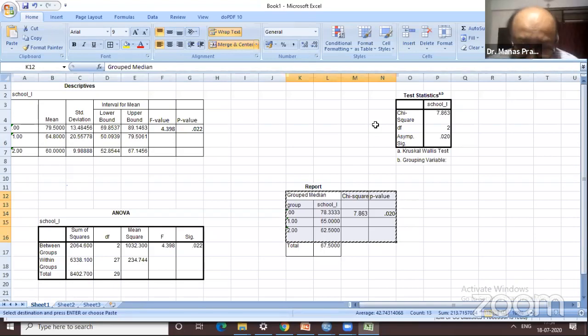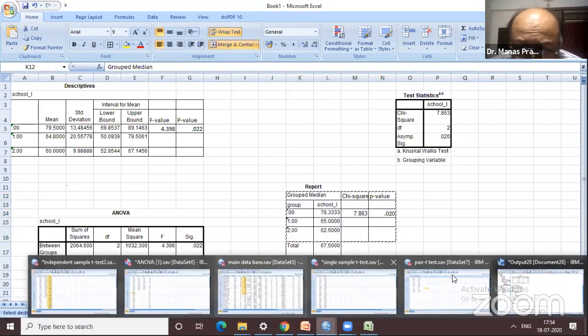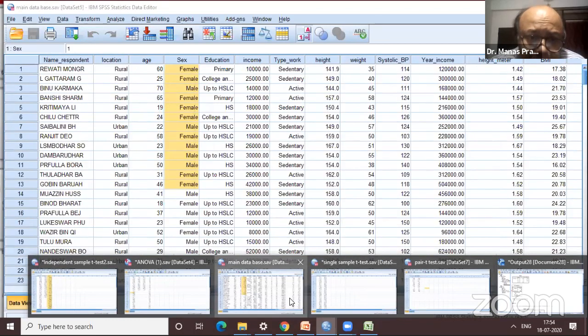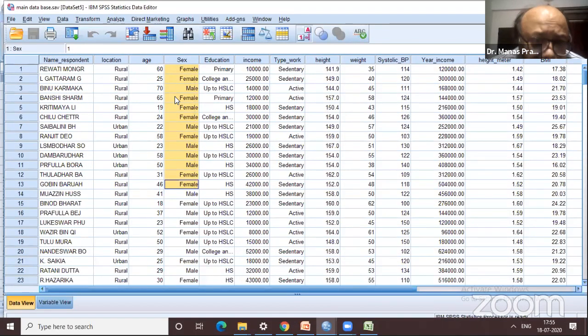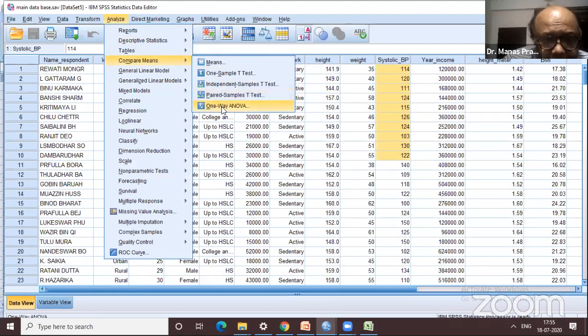No, no. Dependent variable means the variable for which we are going to calculate the means. Suppose I am going to calculate the systolic blood pressure of different groups. In that case, my dependent variable will be the systolic blood pressure, not the groups. Group is only to separate it. I have to separate the systolic blood pressure with respect to those groups.